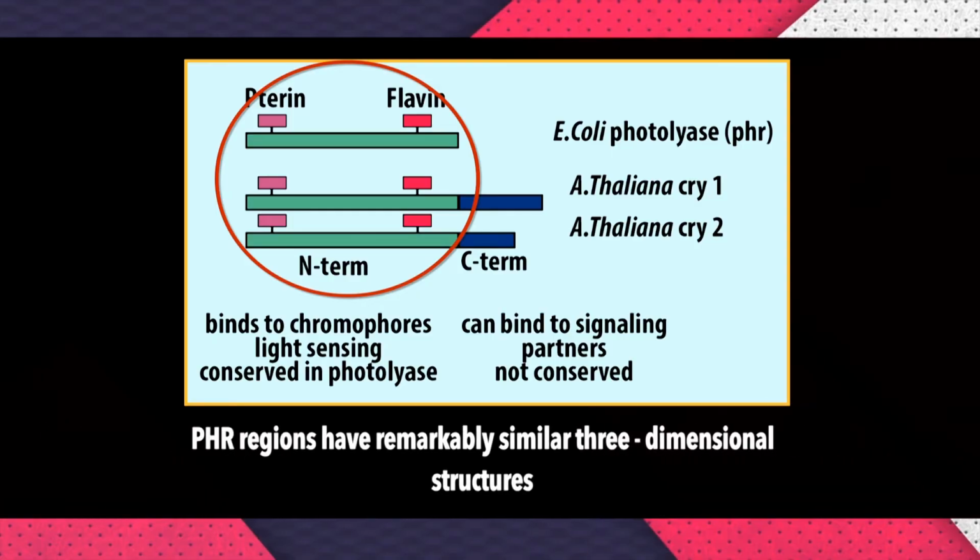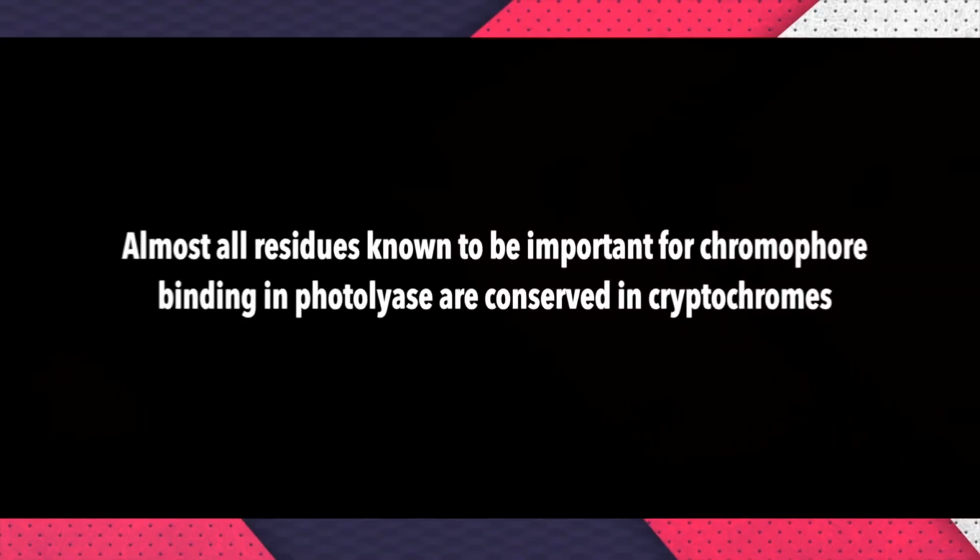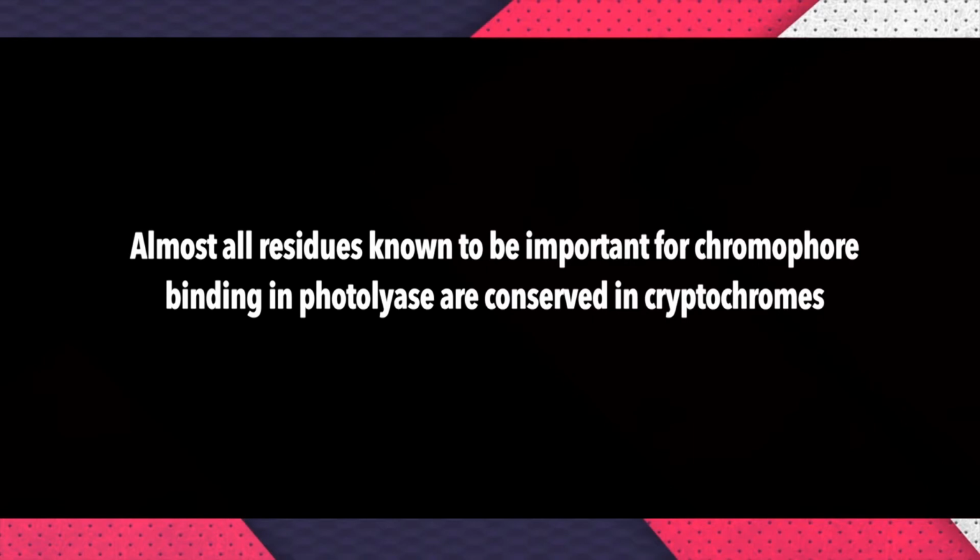The PHR regions have remarkably similar three-dimensional structures. They are comprised of two domains, including an alpha-beta domain and a helical domain. These domains are connected by a loop-like structure that wraps around the alpha-beta domain. Almost all residues known to be important for chromophore binding in photolyase are conserved in cryptochromes. On the other hand, residues of photolyase critical for binding of DNA ligands and role in repair are not equally conserved in cryptochromes.